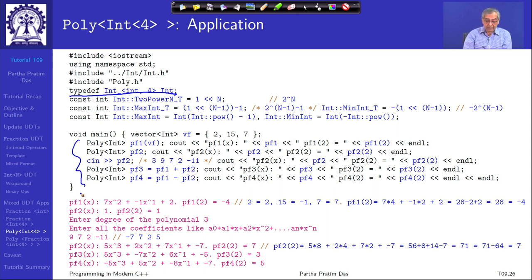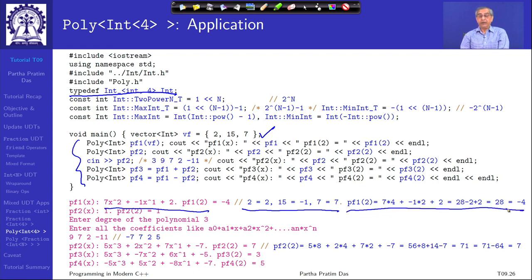So, for example, if you try the first one, 2, 15 and 7, the actual parameters, the coefficients become 2, minus 1 and 7, because 15 is crossing the limit of int 4, right. And therefore, when you evaluate, the evaluation itself will turn out to be 28, which is beyond the range. So, the result will be minus 4, right. So, you are having polynomials with wraparounds, right.